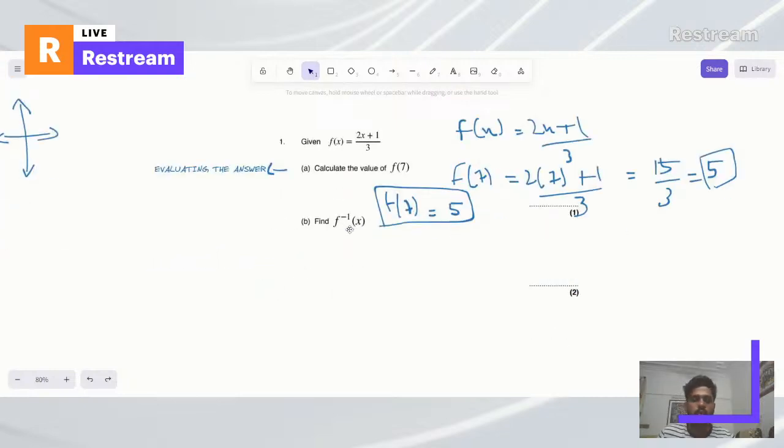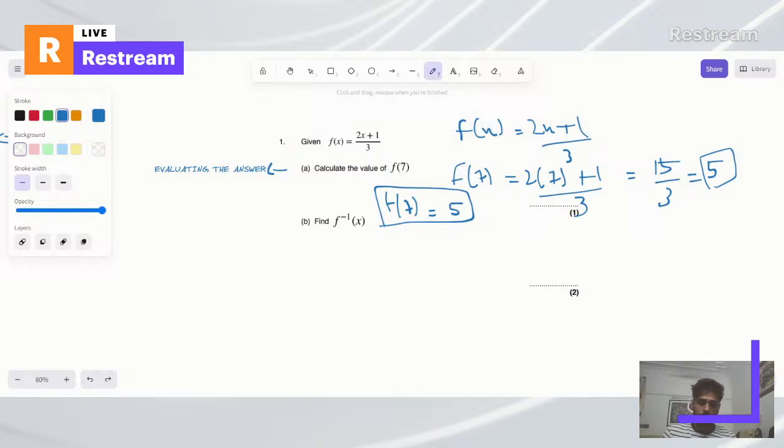Now let's move on to finding an inverse of this function. Take 2 minutes, right? I just explained to you how to find the inverse of a function. So just take 2 minutes and solve it yourself. And I'm going to continue after 2 minutes. Okay, take your time and solve this for me.